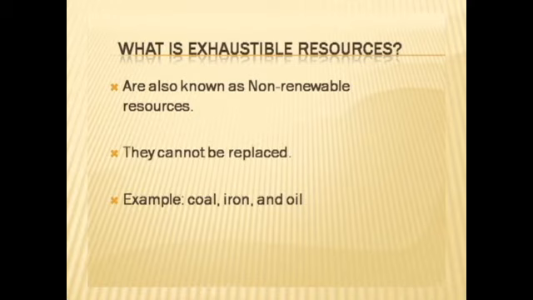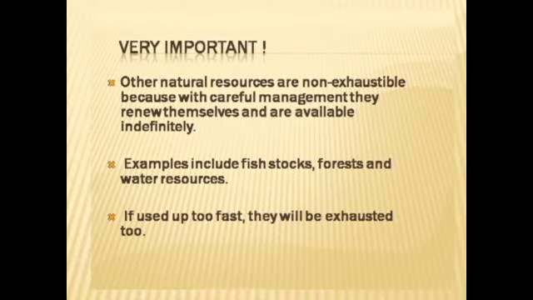They are also known as non-renewable resources, which cannot be replaced. Examples of non-renewable resources are coal, iron, and oil. All of these are exhaustible resources, another name for non-renewable resources. Other natural resources are non-exhaustible.